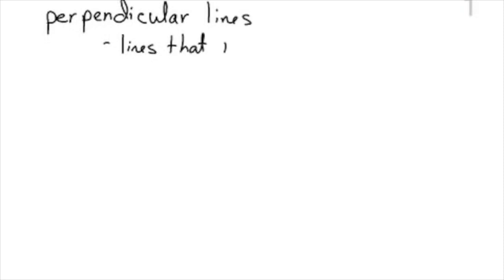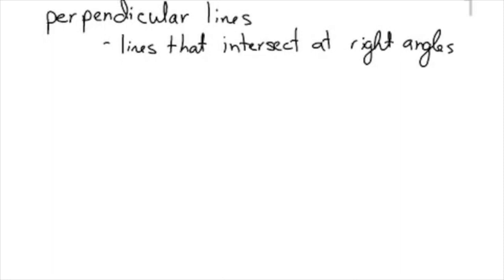The first one is perpendicular lines, and those by definition are lines that intersect at right angles. Okay? Now, a quick reminder of some of the terms here. First off, the word intersect, that means cross, or touch. They cross or touch. That's what intersect means when we're looking at it.